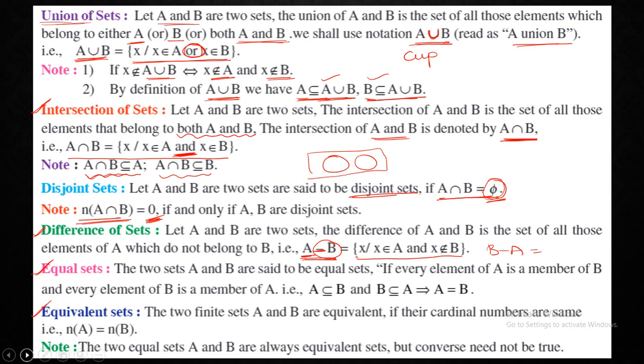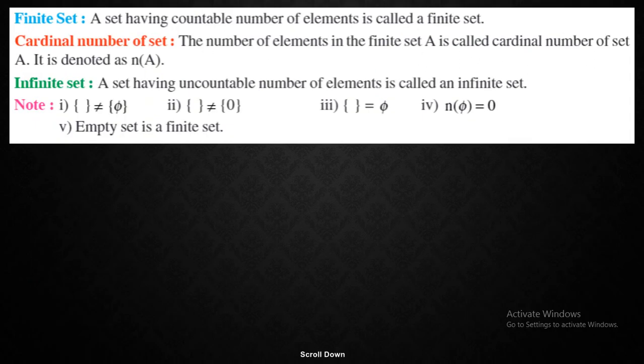Next, equivalent sets. There is a difference between equal sets and equivalent sets. Equivalent sets means the number of elements is the same. If two sets have an equal number of elements, then we say those sets are equivalent sets. From this we can conclude that all equal sets are equivalent sets, but its converse is not possible. All equivalent sets cannot be equal sets, but all equal sets are equivalent sets.